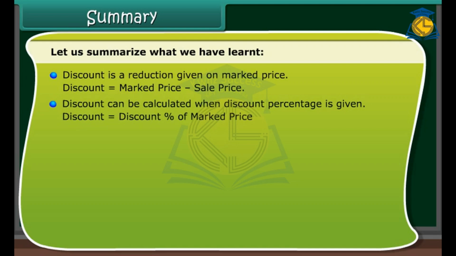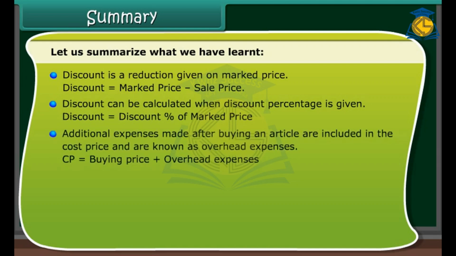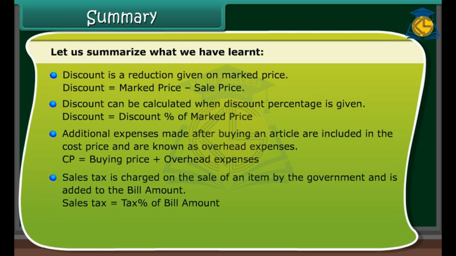Additional expenses made after buying an article are included in the cost price and are known as overhead expenses. CP is equal to buying price plus overhead expenses. Sales tax is charged on the sale of an item by the government and is added to the bill amount. Sales tax is equal to tax percentage of bill amount.